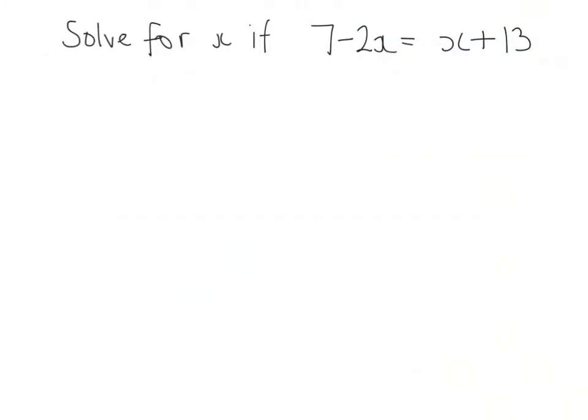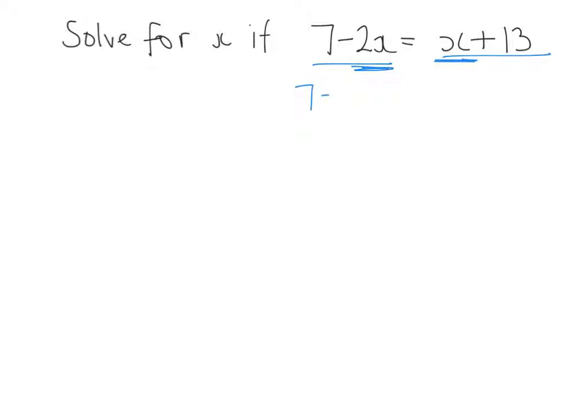Okay, so here we have another problem. 7 take away 2 times some number is equal to that same number plus 13. The same type of ideas are going to keep coming up here again and again, and we'll eventually work it out. See how we have x's on both sides of our equation, here and here? What we need to do is to be able to get all the x's onto one side.